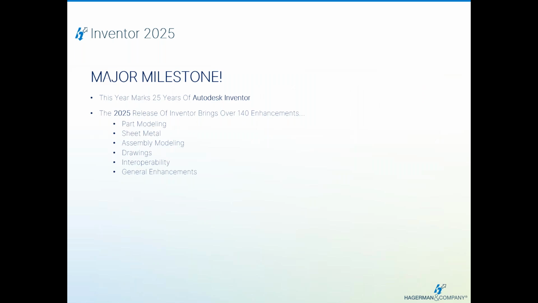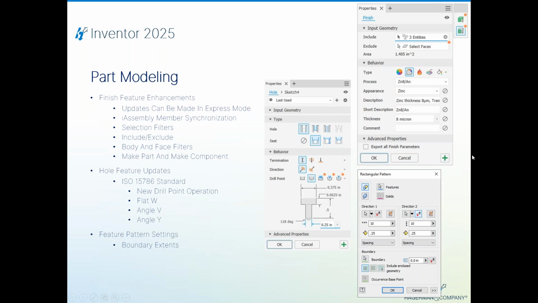So as I stated, Inventor 2025 is a milestone. This is the 25th year of Autodesk Inventor. This release here brings in over 140 enhancements from user requests, bug fixes, things like that from the Inventor idea wish list or idea station, as well as beta testers. And we have the part modeling, assembly modeling, drawing environment, general enhancements, interoperability, sheet metal, some nice upgrades here we're going to take a look at. So we're going to start looking on the part modeling side.